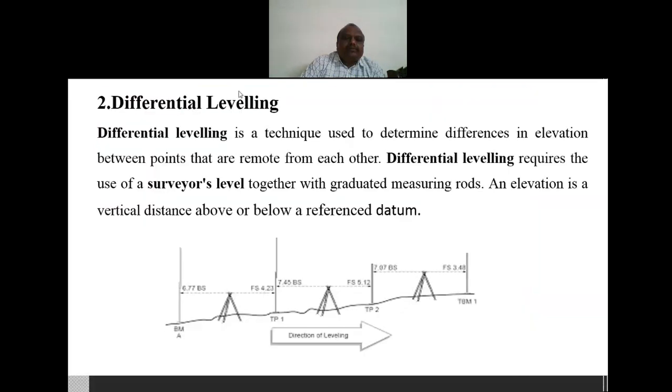So we'll move on to the second type of leveling, differential leveling. Differential leveling is a technique used to determine the differences in elevations between points that are remote from each other. Remote is nothing but the distance is far away from one station to another station. Differential leveling requires the use of a surveyor's level together with graduated measuring rods, that is leveling staff. An elevation is a vertical distance above or below a reference datum.